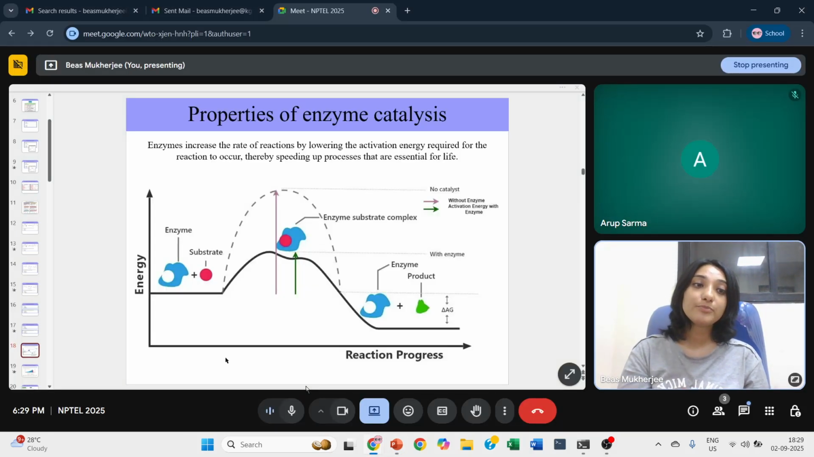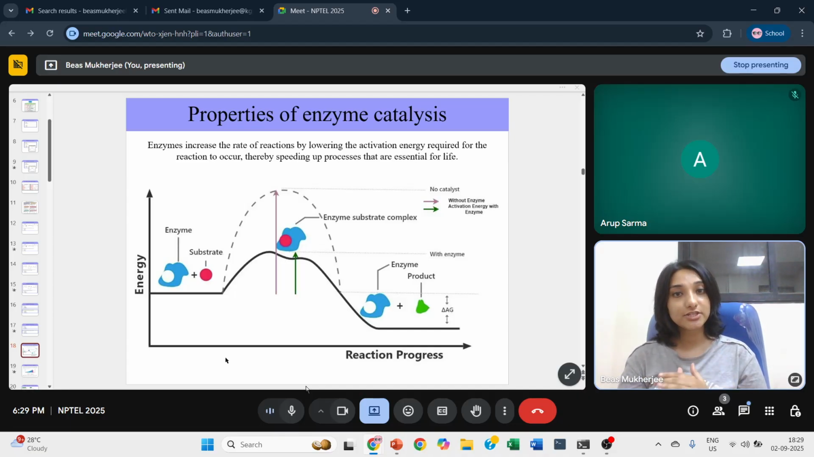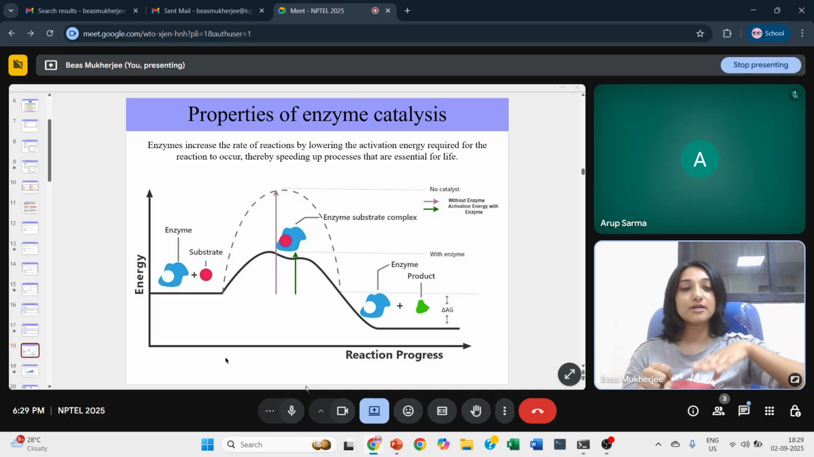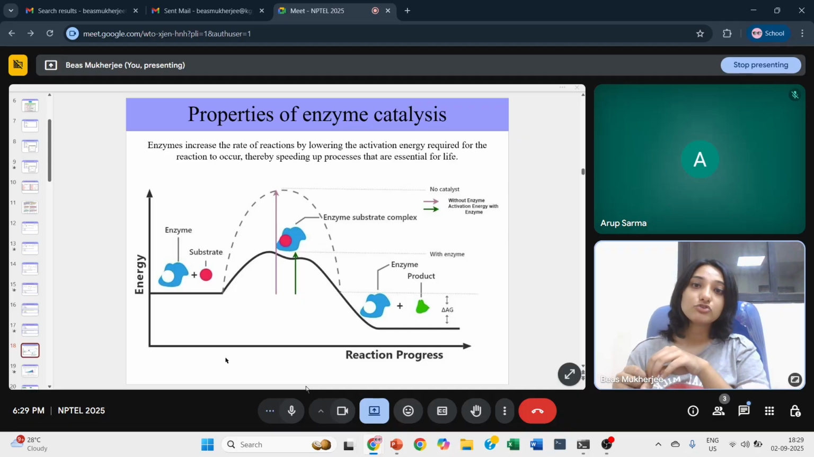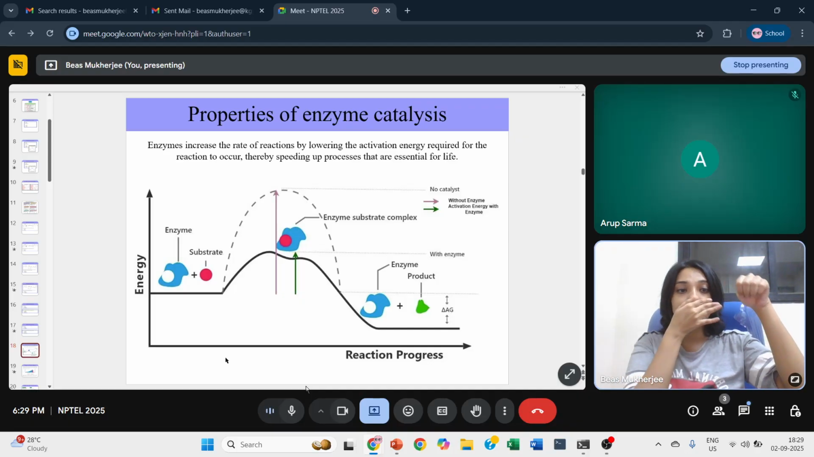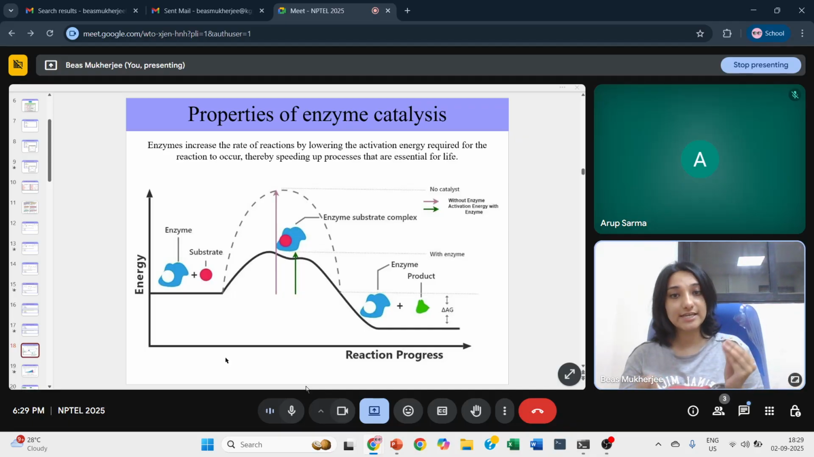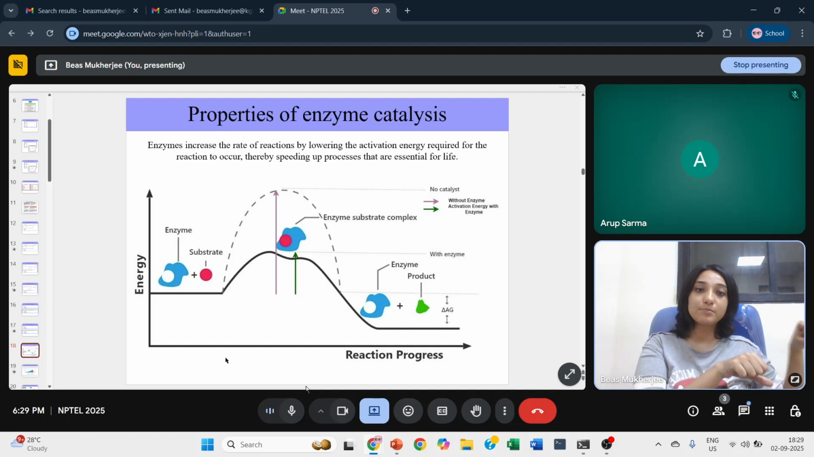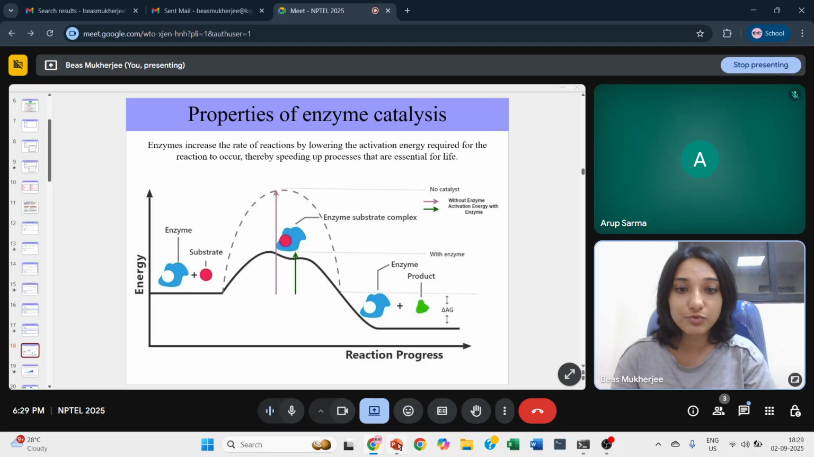Now we come to the properties of enzyme catalysis. Enzymes increase the rate of reaction by lowering the activation energy required for the reaction to happen, thereby speeding up the process that is essential for life. So the enzyme and substrate come together, and the activation energy is lowered. So the transition state is reached quicker and then the intermediate state is reached if there is any, and then the enzyme-product complex is formed and then it splits up into enzyme plus product. So that is how the reaction proceeds.